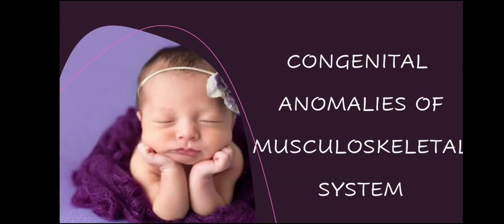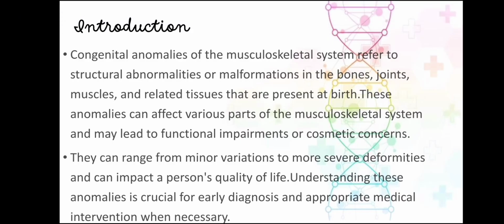So today we'll be learning about congenital anomalies of the musculoskeletal system. Introduction. Congenital anomalies of the musculoskeletal system refer to structural abnormalities or malformations in the bones, joints, muscles and related tissues that are present at birth. These anomalies can affect various parts of the musculoskeletal system and may lead to functional impairments or cosmetic concerns.